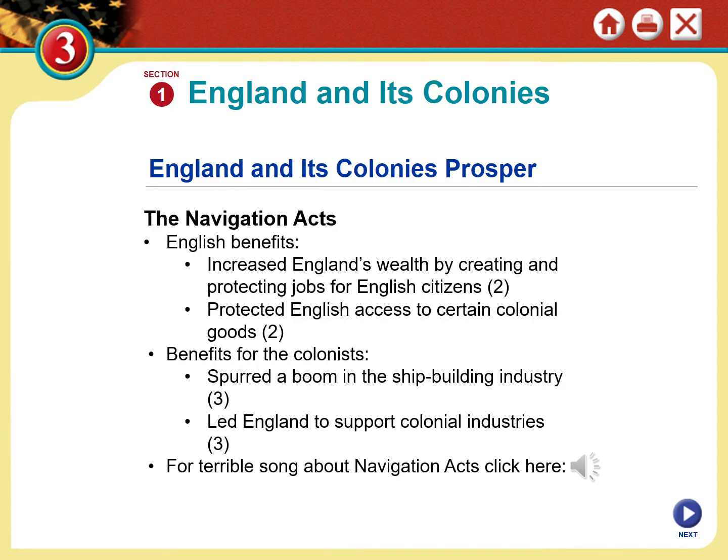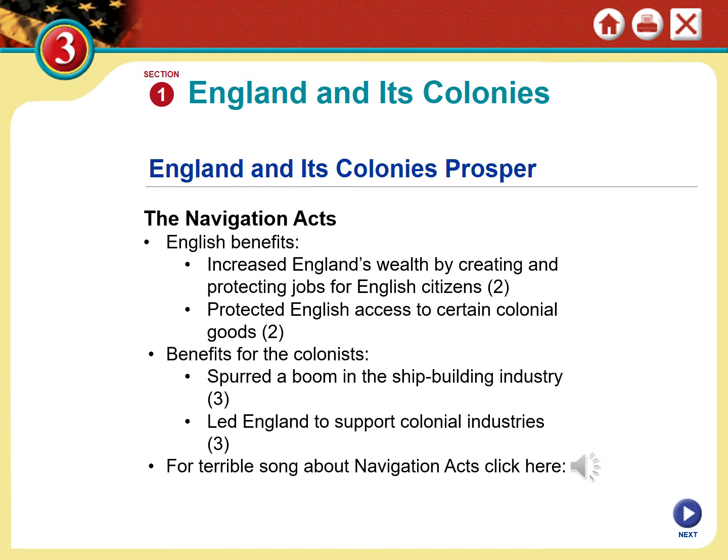Now, the Navigation Act wasn't just a win for the mother country. There were some benefits for the colonies. But first, let's review some English benefits. For one, it increased England's wealth by creating and protecting jobs for English citizens. If England could guarantee these large markets for finished products in the New World, they could guarantee that they would need to continue production of these goods, ergo protecting English jobs.